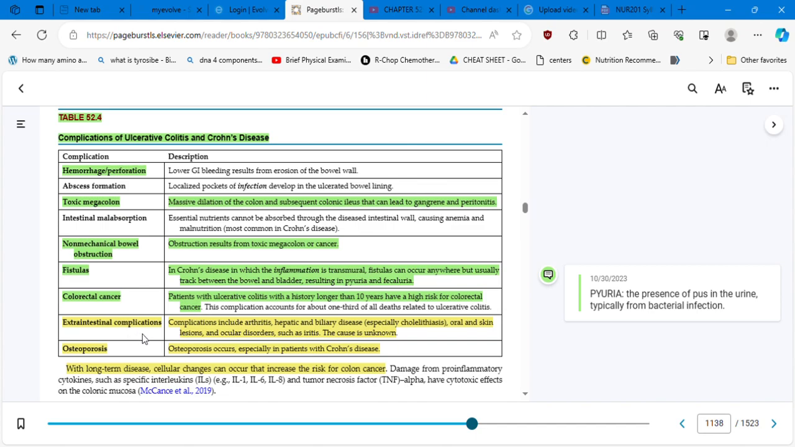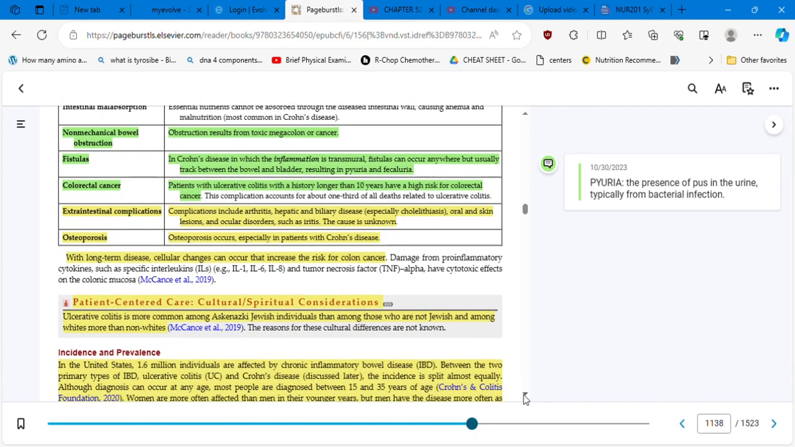Extraintestinal complications include arthritis, hepatic and biliary disease, especially cholelithiasis, which is stones in the gallbladder, oral and skin lesions, and ocular disorders such as iritis. The cause is unknown. Osteoporosis occurs especially in patients with Crohn's disease. Pyuria is the presence of pus in the urine, typically from bacterial infection.